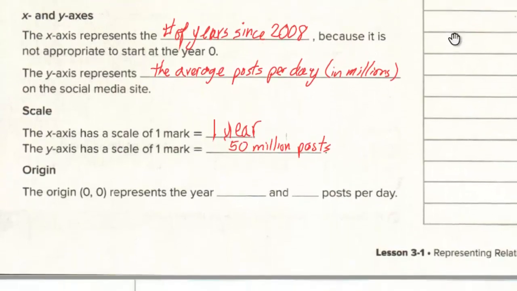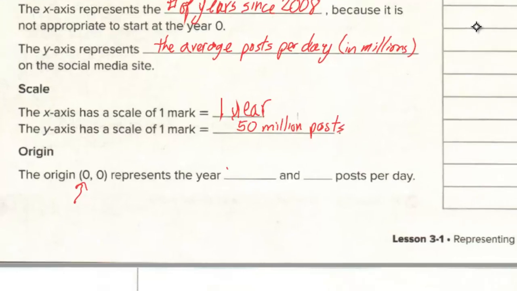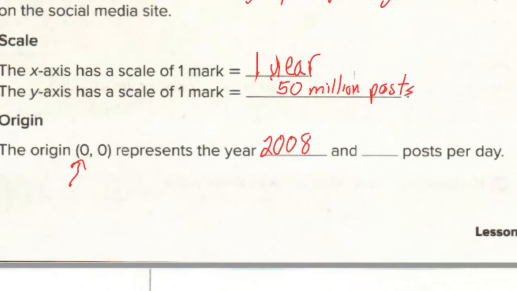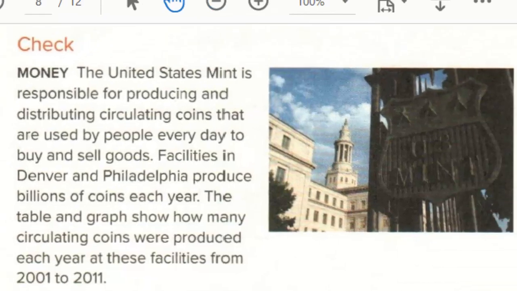Okay, so the origin 0, 0, the first 0 here would represent the year 2008, 0 years since 2008, and the second 0 here would represent 0 posts per day. Go ahead and pause the video and attempt this check.